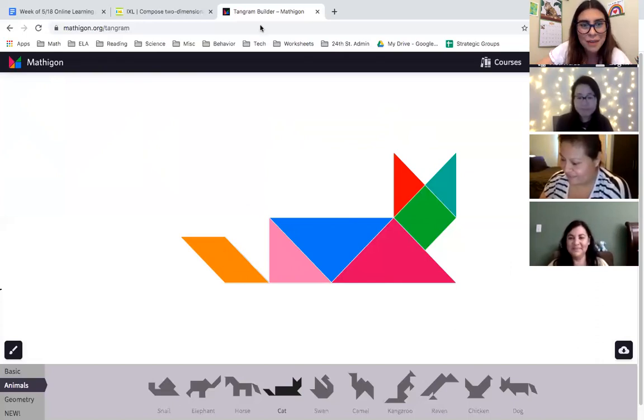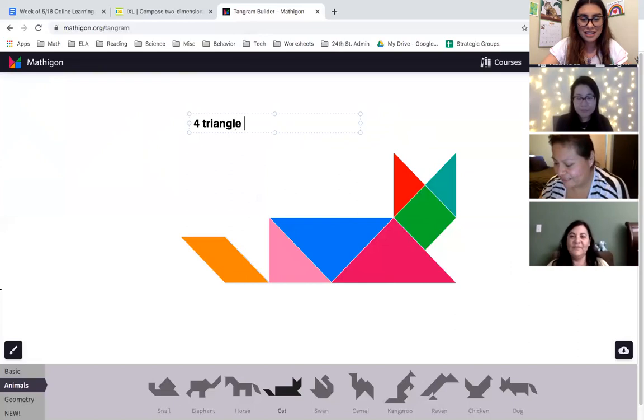And that kind of reminds me of a number sentence, so I'm going to write it. So we have 4 triangles. 5. Oh, 5 triangles. Thank you, Miss Hernandez. Plus 1 rhombus, and I always forget how to spell this.